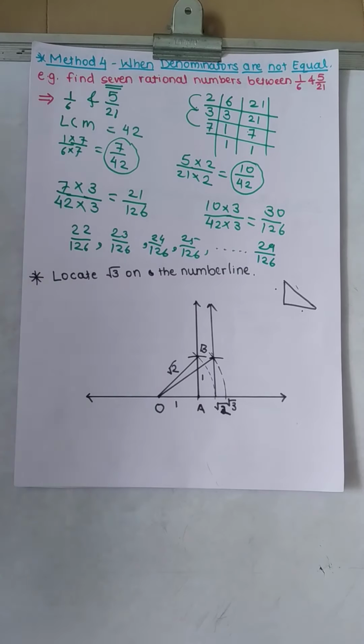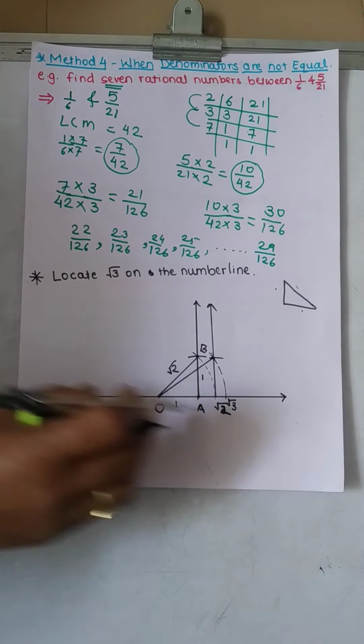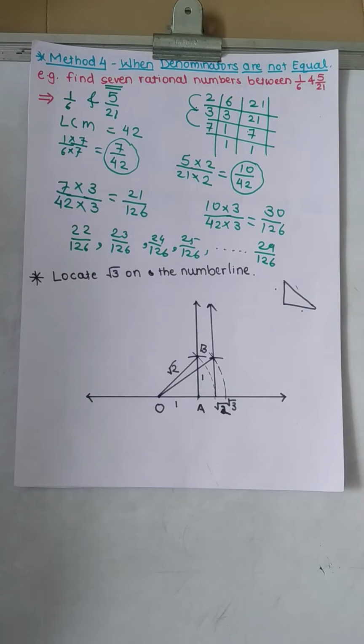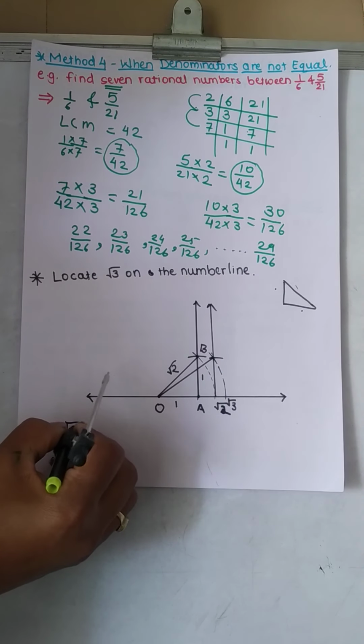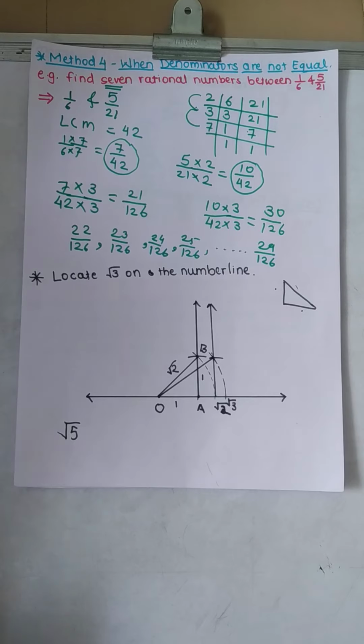Got it, this one? Now you will say, ma'am, here you have taken 1, here also you have taken 1. So how have you decided that we have taken 1 only? You can take 1, or you can have another method. That is, suppose if I want to locate root 5 directly on the number line, so how will I take a distance root 5?